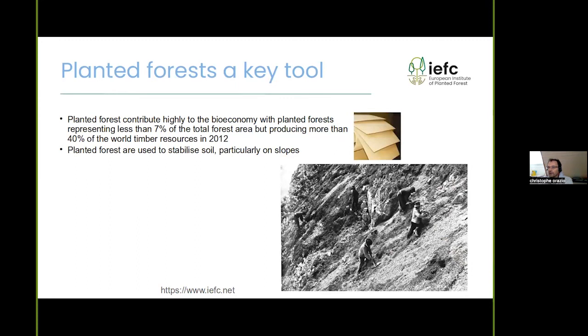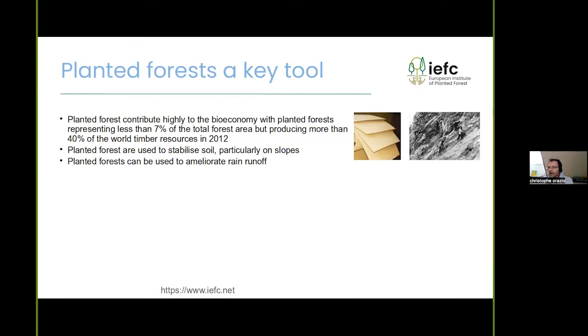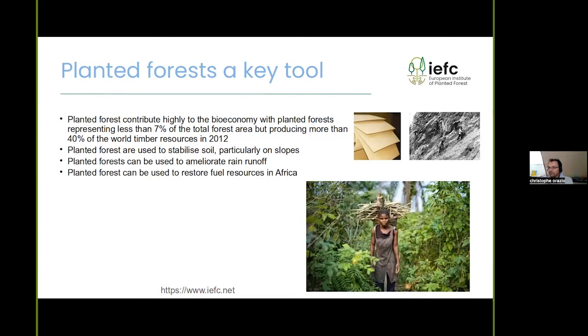Historically, planted forests were widely used to stabilize soils, especially on slopes. Here you have pictures from 1930 in the French Alps. Planted forests can also be used to ameliorate rain runoff, because when you stabilize slopes, you also avoid big floods.